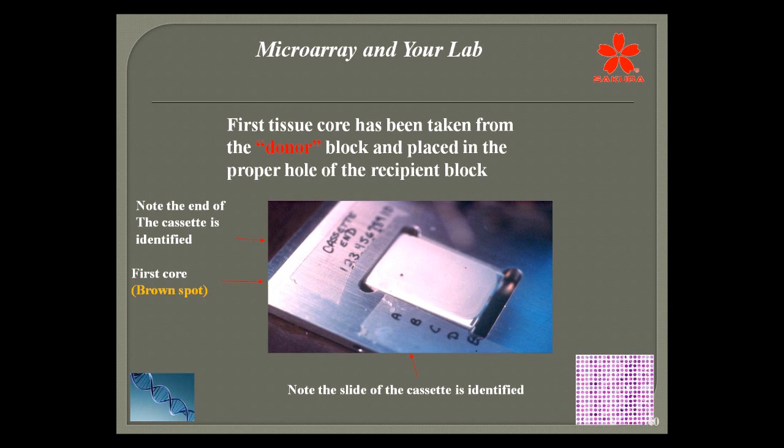And that's what we've pretty much done here. If you'll see that little brown spot on A1, and if you look, we've actually taken some tape to label this recipient block, and we've labeled the numbers at the top and the letters on the side so that we're able to configure our little grid right there on the arrayer itself. And so you drop the core of tissue in the hole, and it kind of is seated there until you finish the process, which we'll be going over a little later in the presentation.